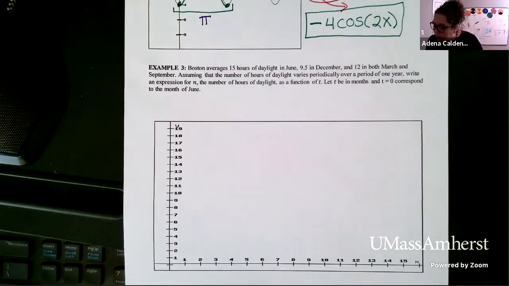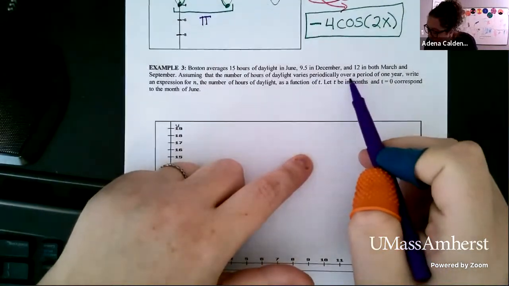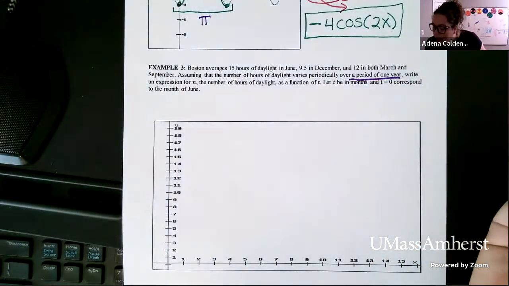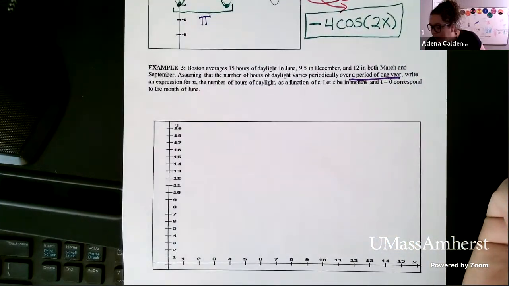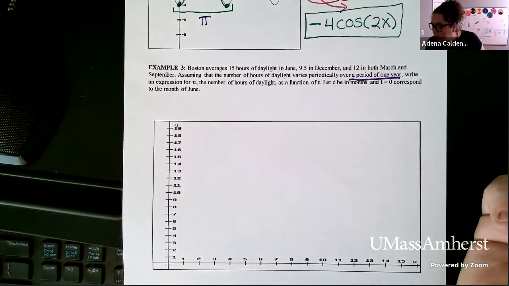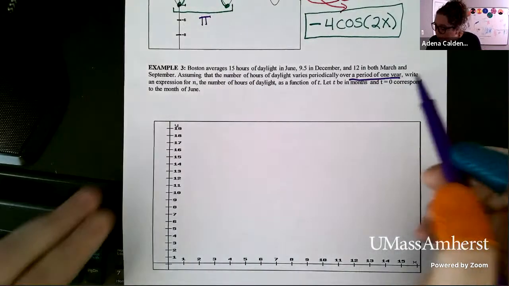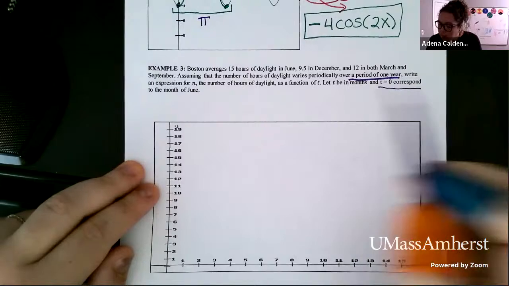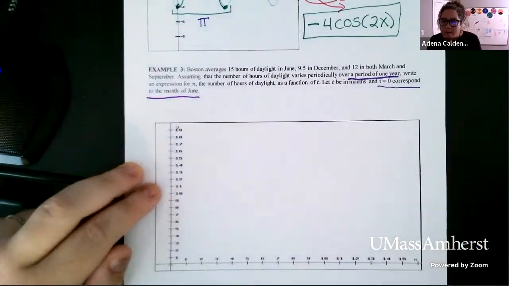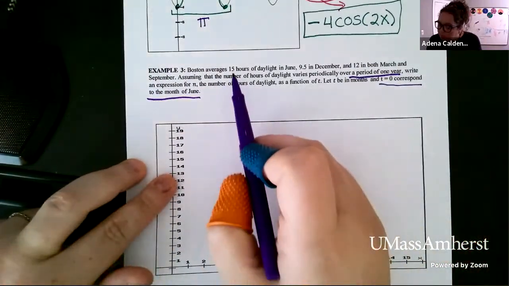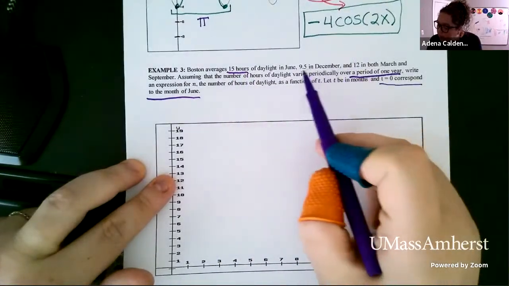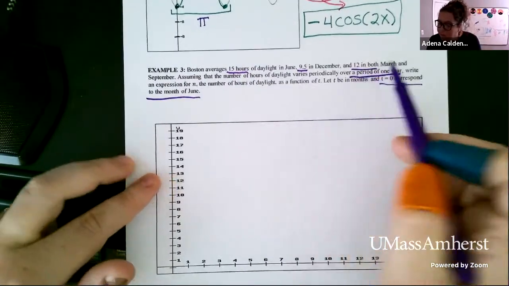Okay, so notice that we have a period of 1 year. That's going to be important to us. Write an expression for n, the number of hours of daylight, as a function of t. Let t be in months and t equals 0 correspond to the month of June. Okay, so that's also important. t equals 0 corresponds to the month of June. The other important pieces are these numbers here, okay?